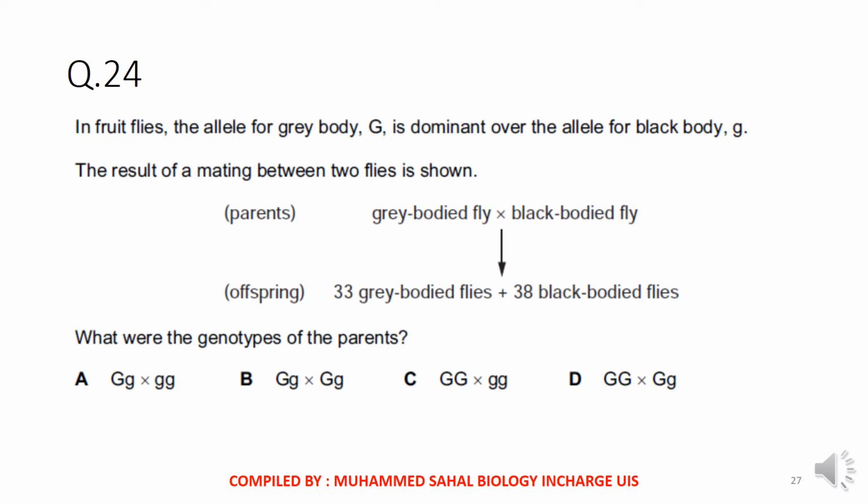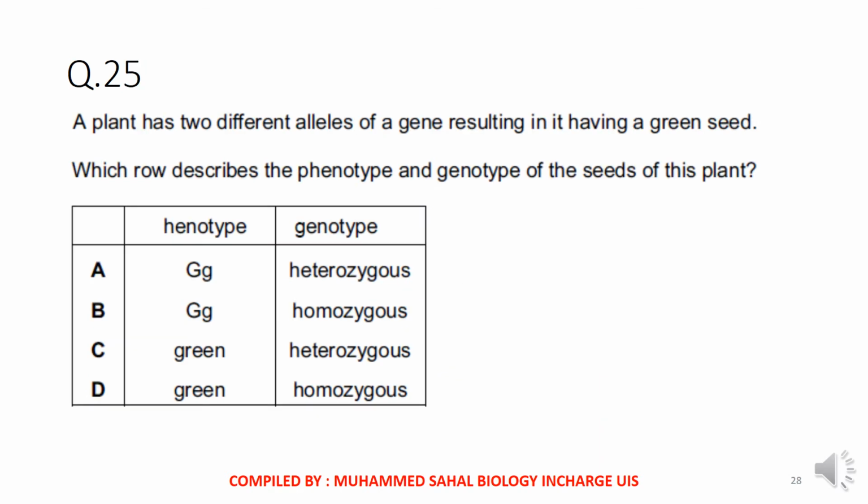In fruit flies, the allele for gray body, capital G, is dominant over the allele for black body, small g. The result of mating between two flies is shown. What were the genotypes of the parents? The answer is A. Question number 25.